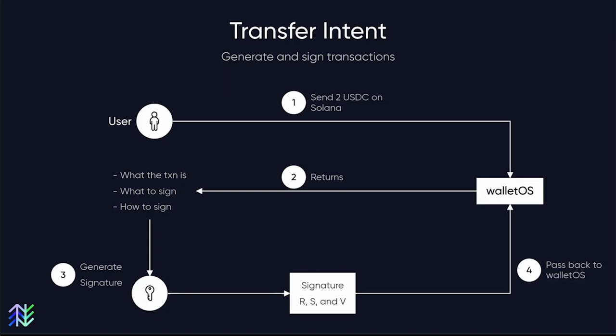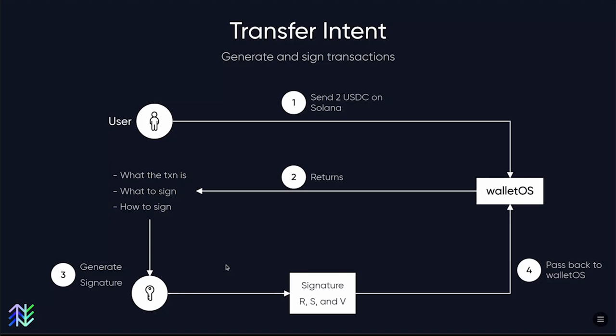Is it a smart contract call interaction? Am I about to stake and lock up money? What are the fees of this transaction? And so all of that is really handled for you in a uniform way. And like I said, it works on Agoric just as much as it works on Solana, Bitcoin, and every other chain.